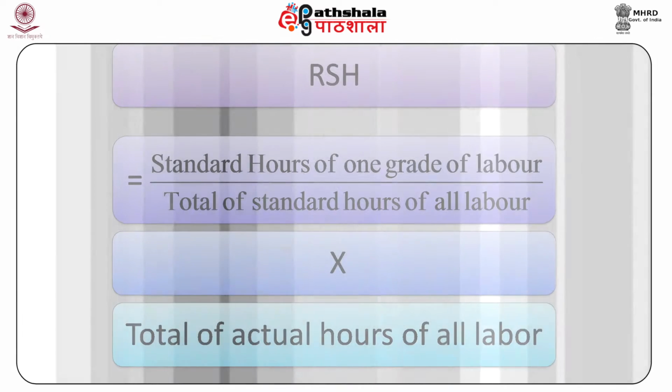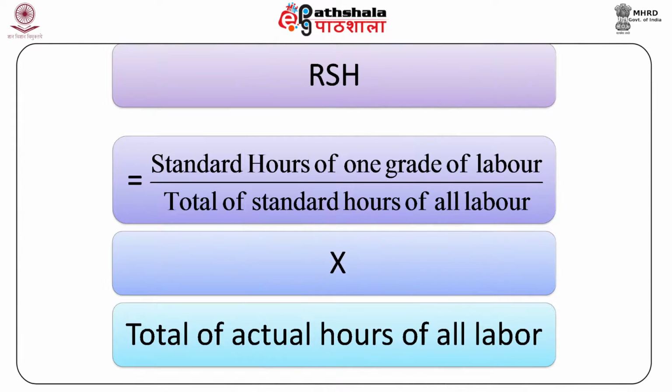RSH takes into account the increase or decrease in the predetermined labor hours consumption that leads to different actual consumption. RSH is calculated by the formula RSH is equal to standard hours of one grade of labor upon total of standard hours of all labor into total of actual hours of all labor. If the total actual hours of all the labor are equal to total standard hours of all the labor, the revised standard hours would be same as the standard hours. This variance would be adverse when the actual hours are more than the revised standard hours and vice versa.